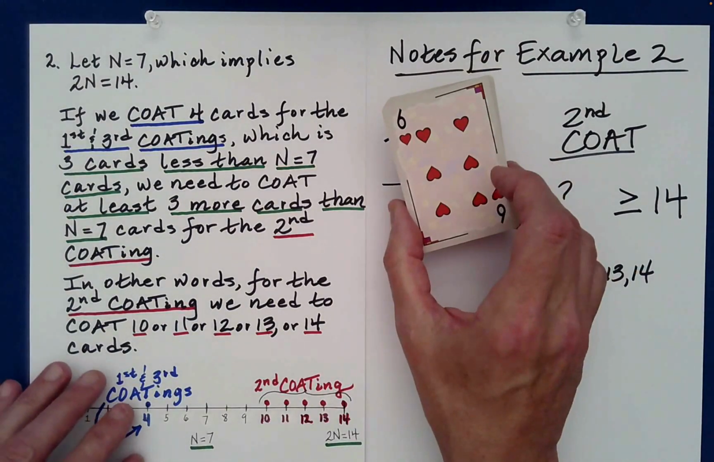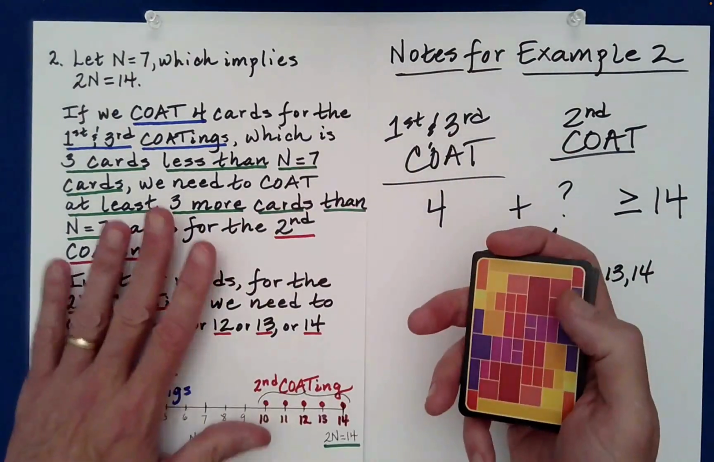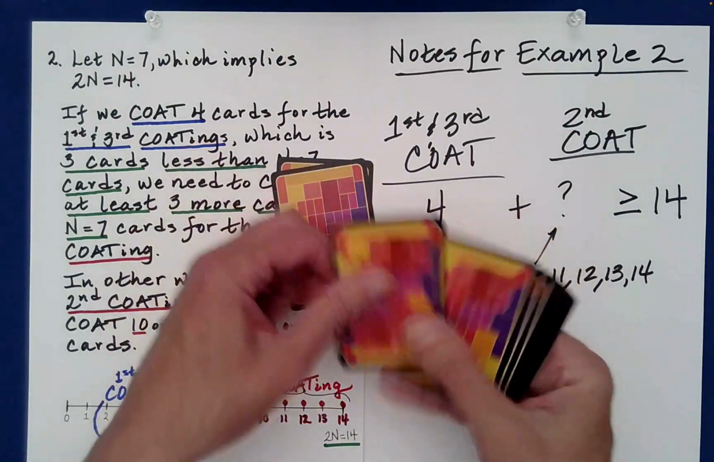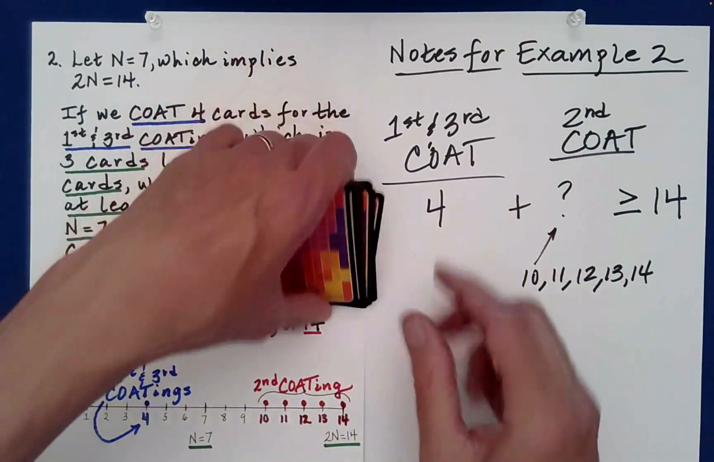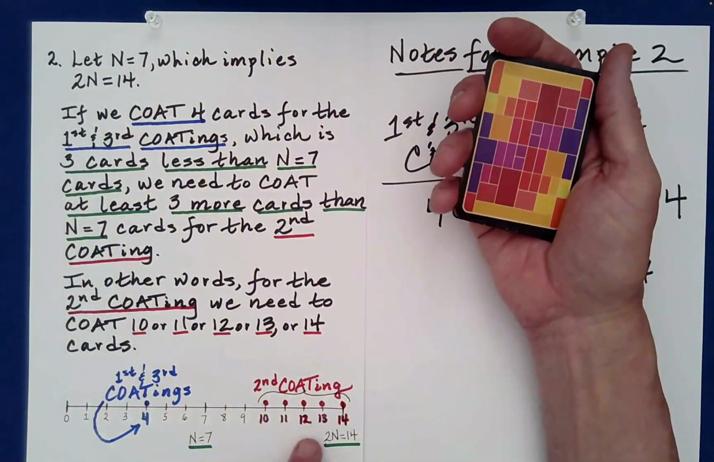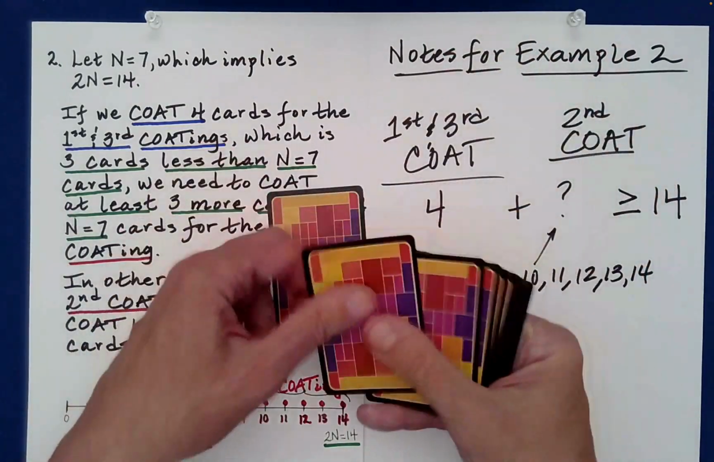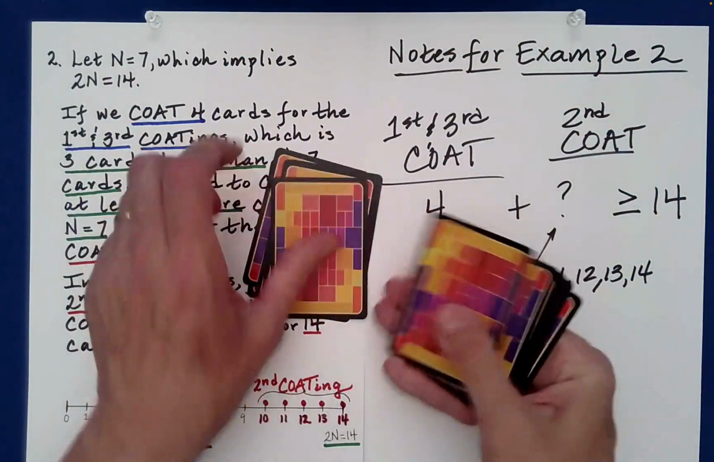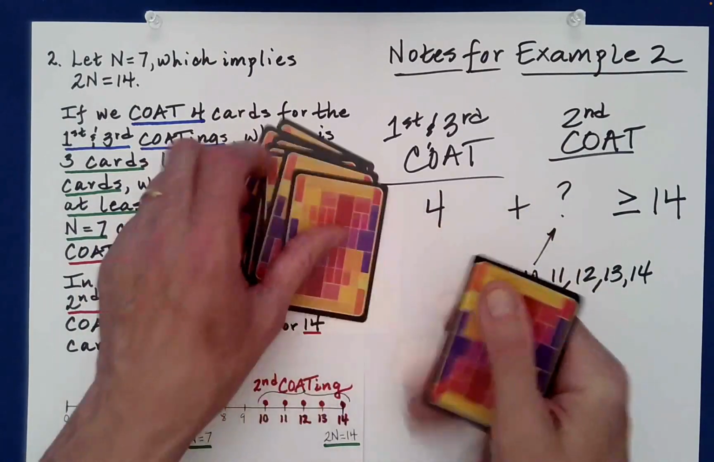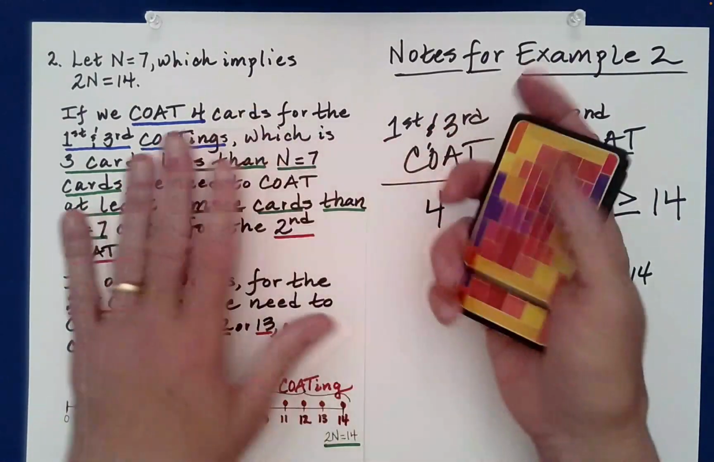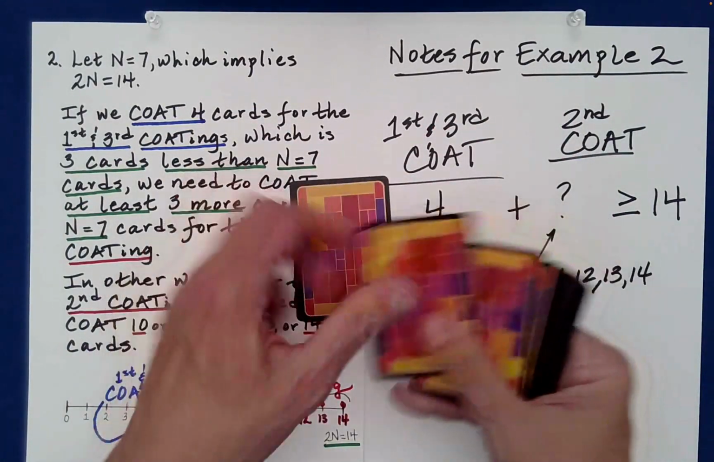So let's just demonstrate that quickly here. So if we code 4 cards, 1, 2, 3, 4, and then you're free to choose any of these. Maybe we'll choose 13, let's say. 1, 2, 3, 4, 5, 6, 7, 8, 9, 10, 11, 12, 13. And then we code 4 one more time. 1, 2, 3, 4.